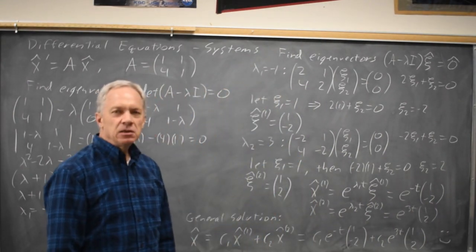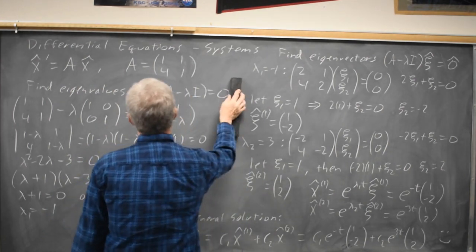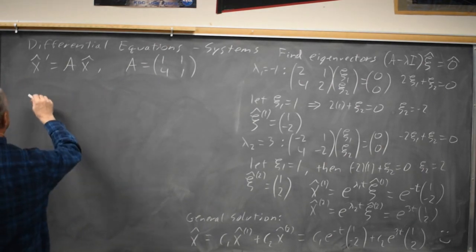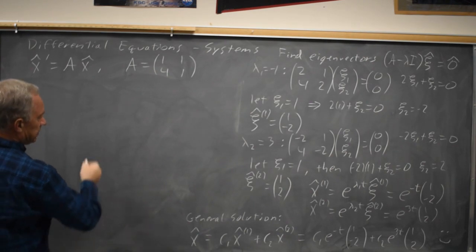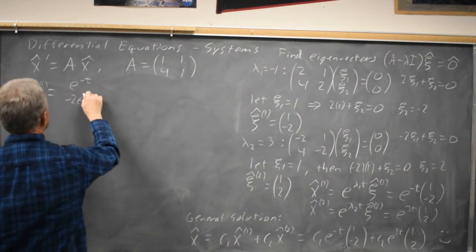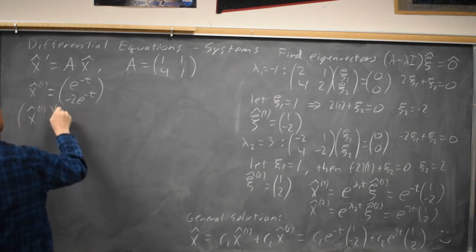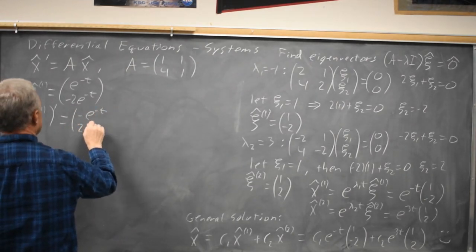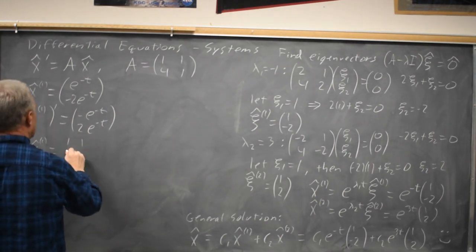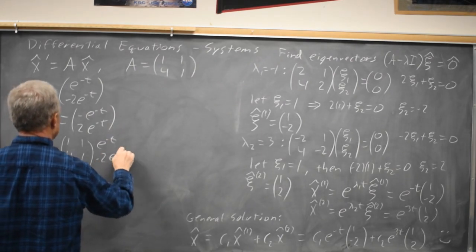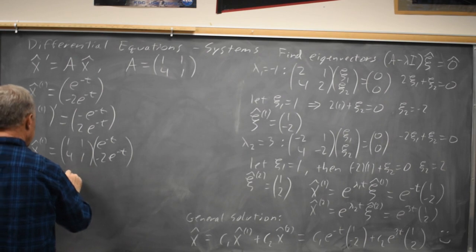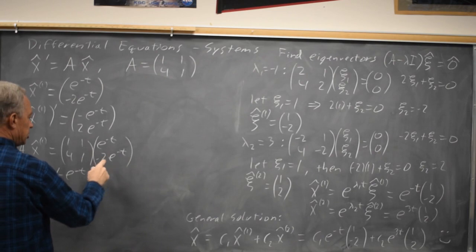If we substitute that in, we can confirm that it works in the original equation, and I'm going to do that. I'll just test each solution separately. x1, distributing the exponential into the vector, is [e to the negative t, negative 2 e to the negative t]. x1 prime is the derivative: negative e to the negative t, and positive 2 e to the negative t. Let's look at Ax1. That's [1, 1; 4, 1] times [e to the negative t, negative 2 e to the negative t]. So that's 1 e to the negative t minus 2 e to the negative t, which is negative e to the negative t. And 4 e to the negative t minus 2 e to the negative t is positive 2 e to the negative t.